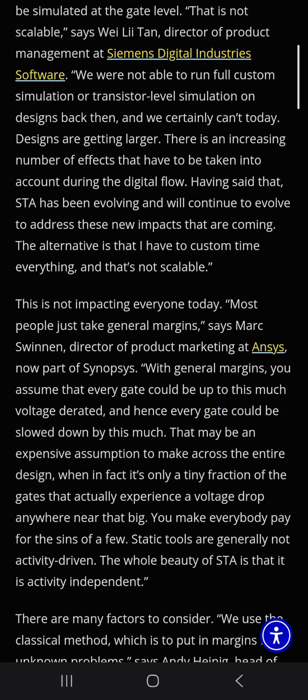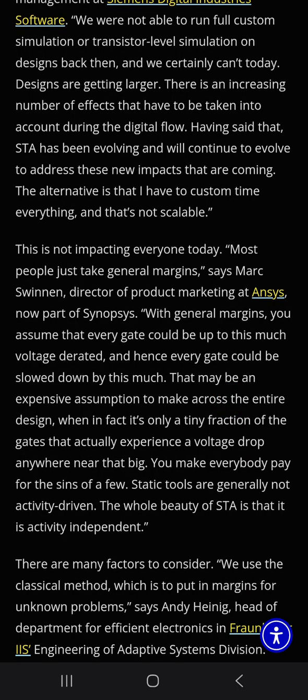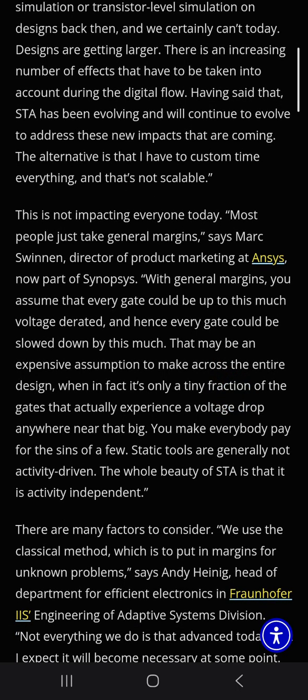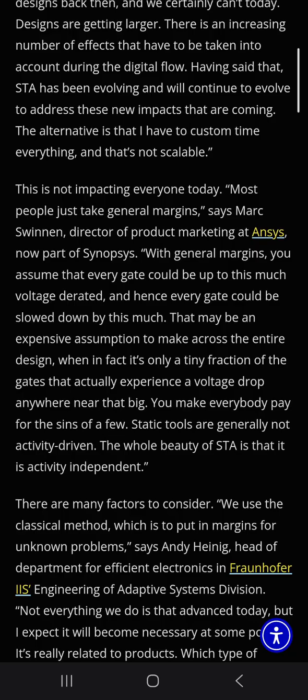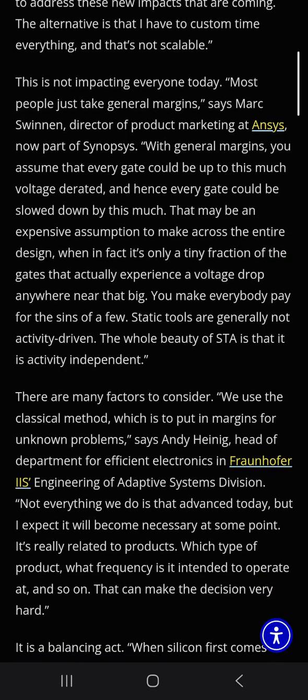Most people take just general margin, said Mark Dewiner, director of product marketing at Ansys, now part of Synopsys. With general margins, you assume that every gate could be up to this much voltage derated, and hence every gate could be slowed down by this much. This may be an expensive assumption to make across the entire design, when in fact it's only a tiny fraction of the gates that actually experience a voltage drop anywhere near that big. You make everybody pay for the sins of a few.